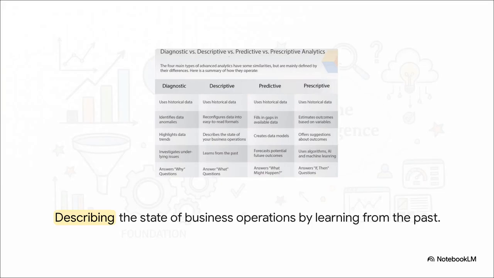Now, what's really interesting about this process is how it explicitly takes that historical data and completely reconfigures it into easy-to-read formats. It describes the current state of your business operations by learning directly from the past. It's the essential grounding reality check for absolutely any organization.